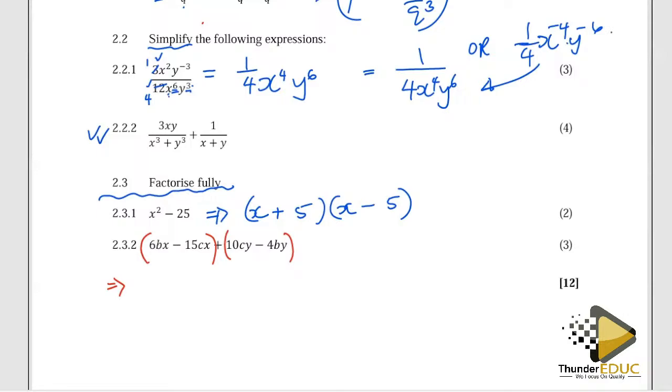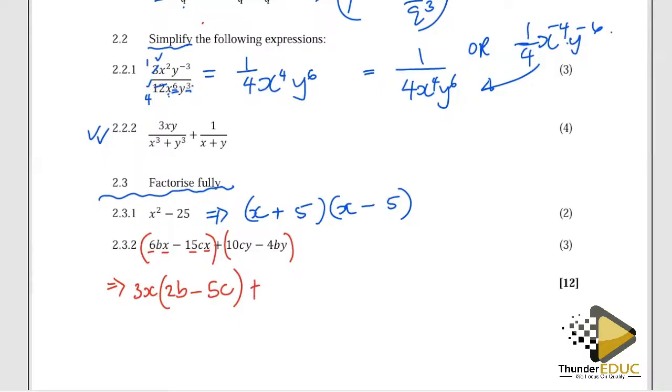So from this bracket, I can see there's x. But with the 6 and the 15, there is also something common. So I'll take out 3x. Then I'll be left with a 2b, minus 15 divided by 3, which is going to be 5c.